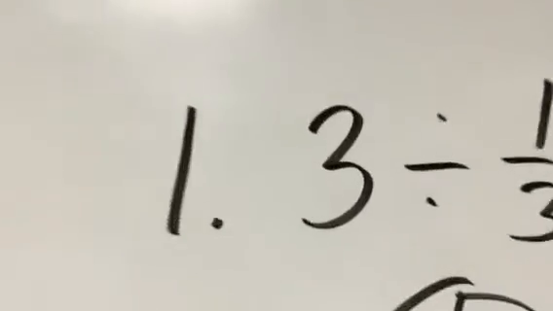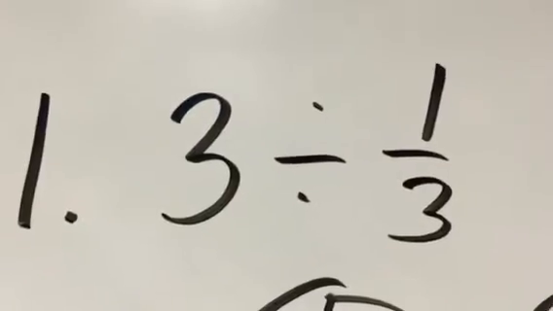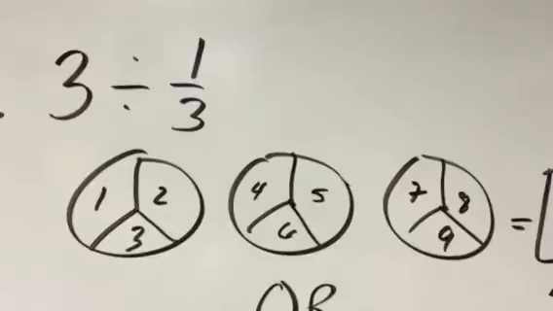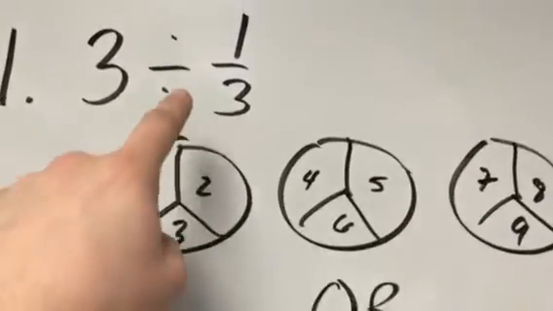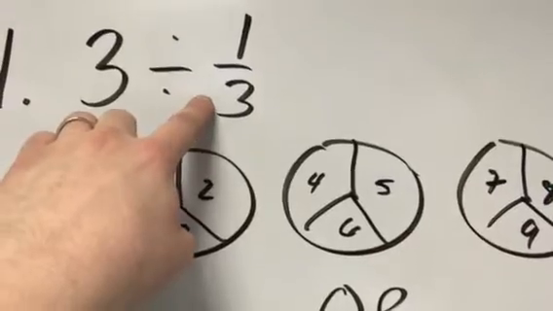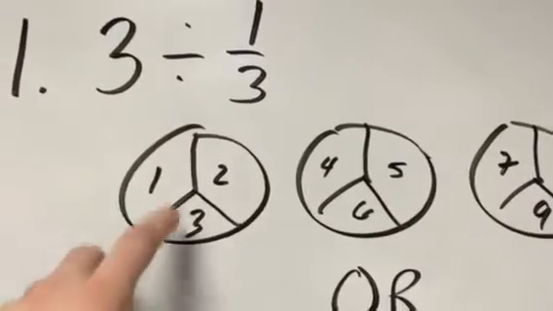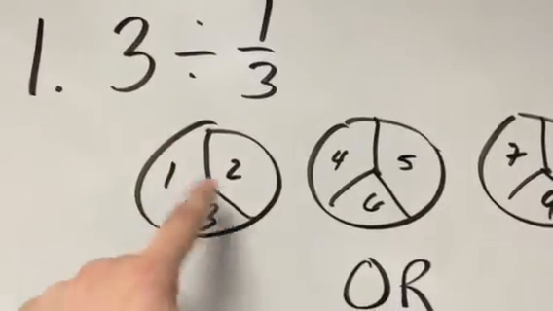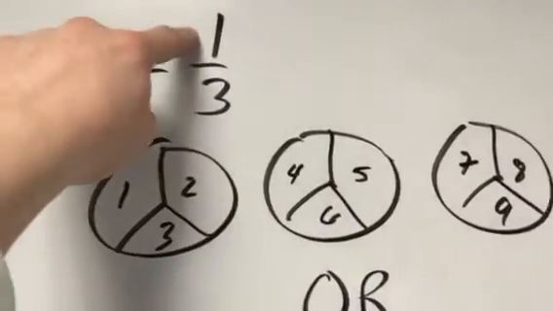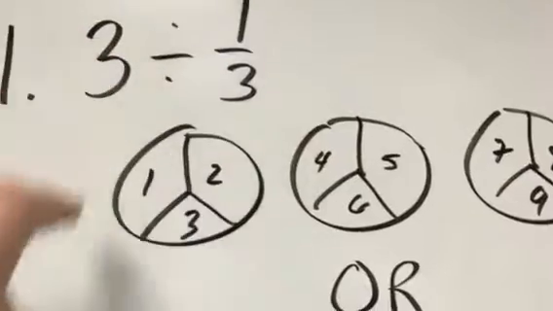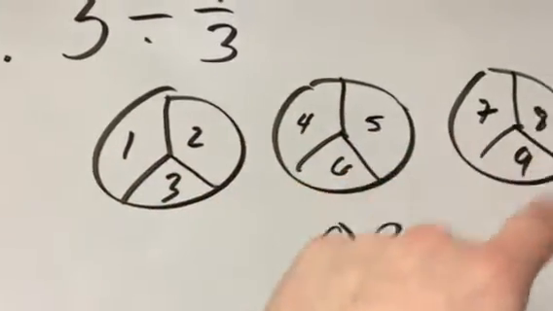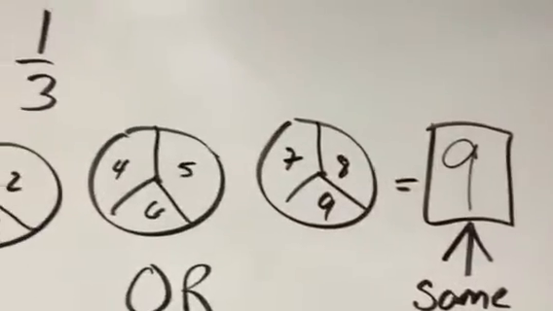The question was 3 divided by 1/3. So the first thing I did is I drew 3 circles and I divided them into thirds. You always want to take what the denominator is and divide it into that many sections. So 1, 2, 3, 1, 2, 3, 1, 2, 3. And then now, since my numerator was 1, I'm looking for 1/3. So I counted 1, 2, 3, 4, 5, 6, 7, 8, 9, and I got my answer of 9.